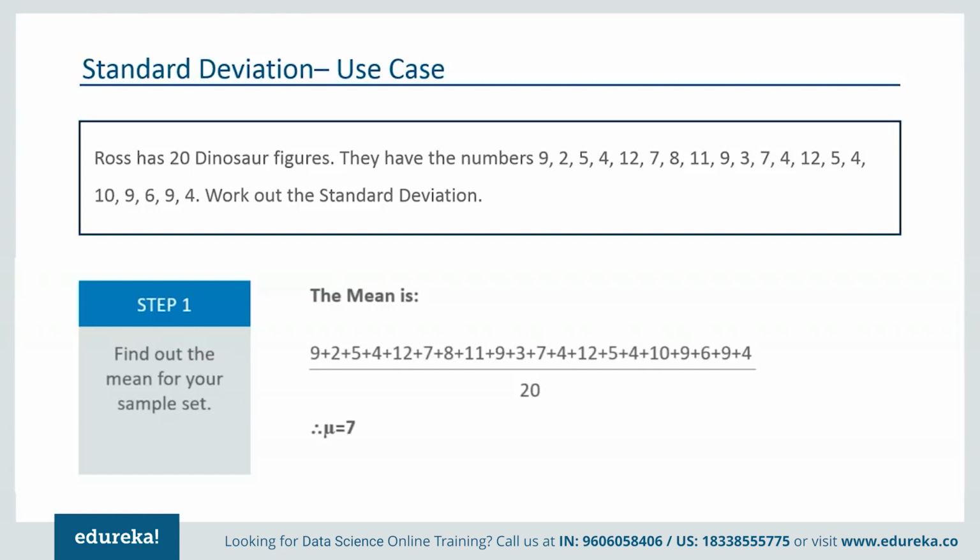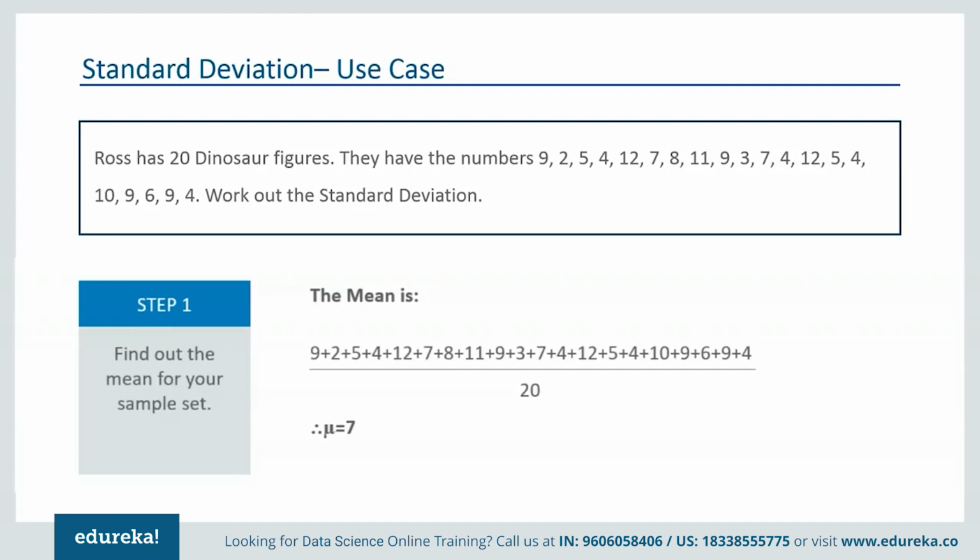Ross has 20 dinosaur figures. They have the numbers 9, 2, 5, 4, 12, 7, 8, 11, 9, 3, 7, 4, 12, 5, 4, 10, 9, 6, 9, and 4 on them. Wow, that was a mouthful. So what we have to do is work out our standard deviation.